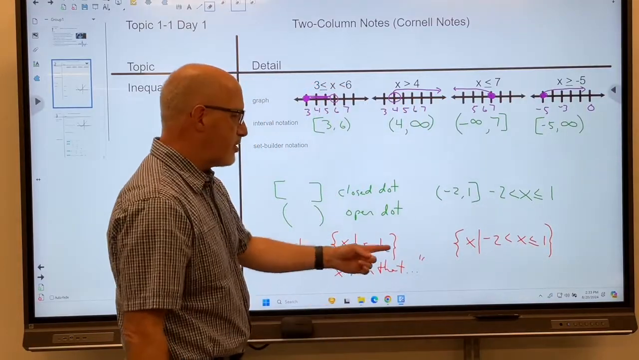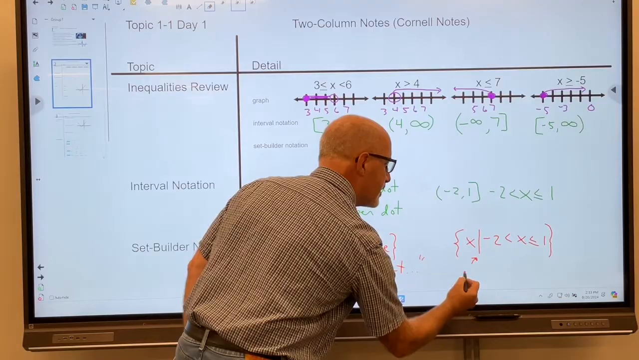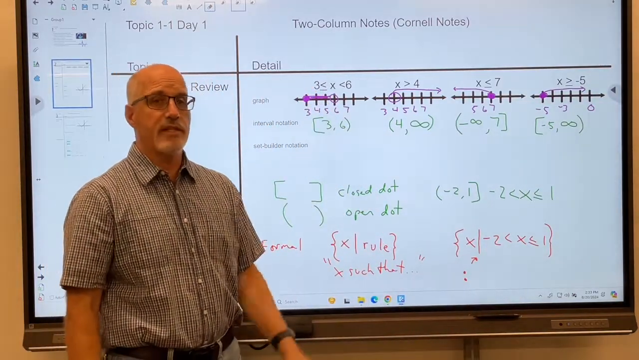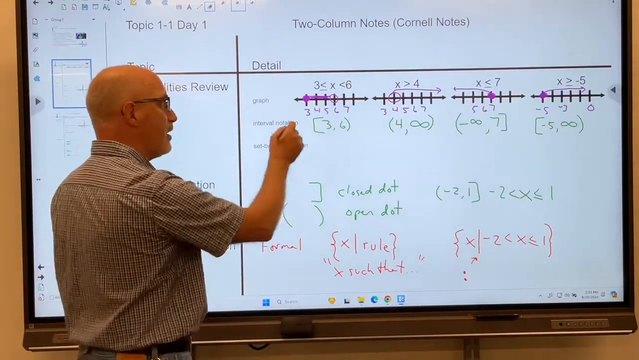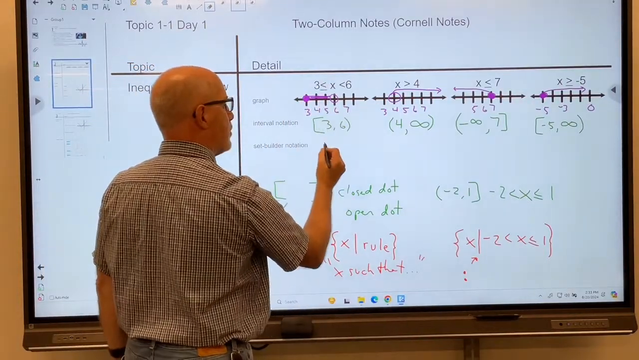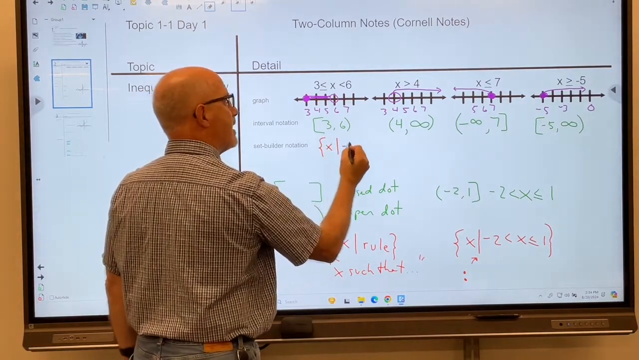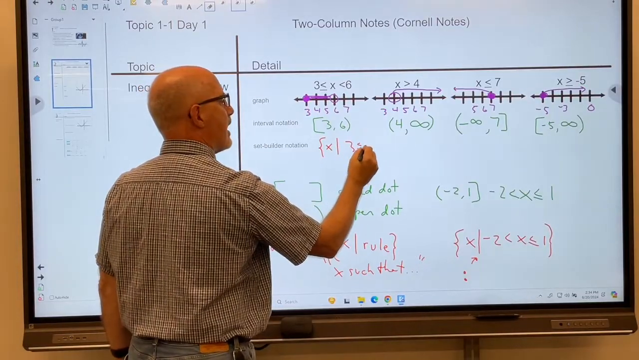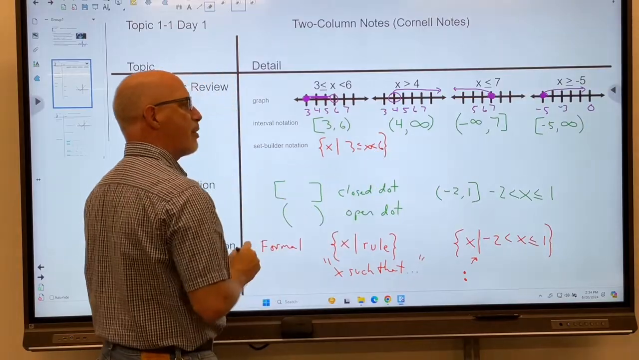Right. Just so you're aware, this could also be a colon. Sometimes mathematicians will use a colon instead of the slash for it. So I'll use both up here. To list this one, you go back up to this rule and you just put the brace, X such that 3 is less than or equal to X, which is less than 6, and then finish your brace.